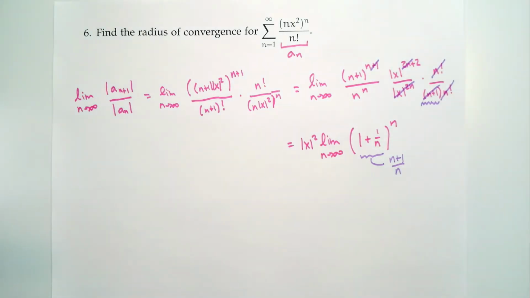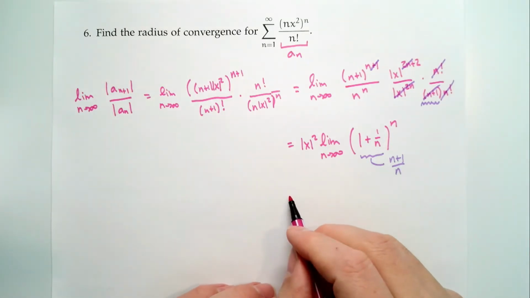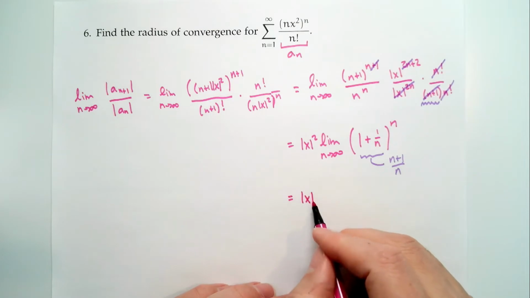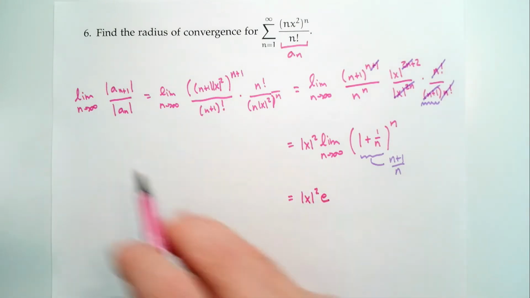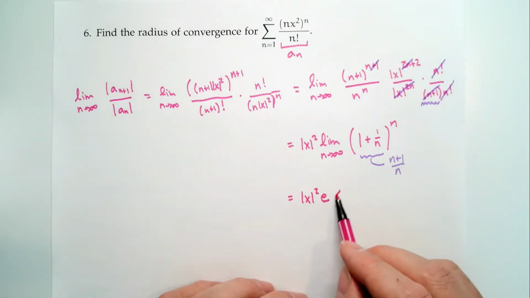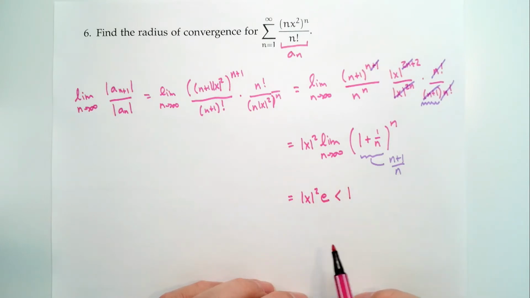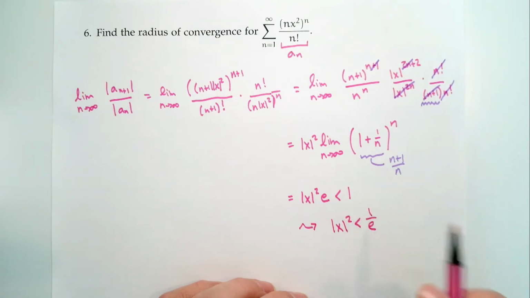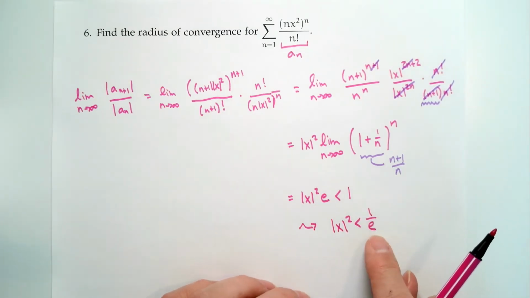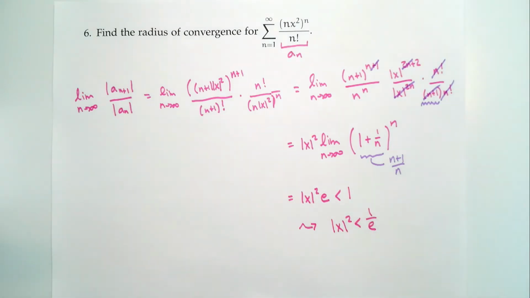Now, at this stage, we're like, hey, we just did this like one problem ago. And our memory is at least good enough to last for one problem, sometimes even two. So that is going to go to e. And when we're doing the ratio test, this will converge when we are less than 1. So that says we need the absolute value of x squared to be less than 1 over e. Now, is this our answer? And why not? It's not our answer.